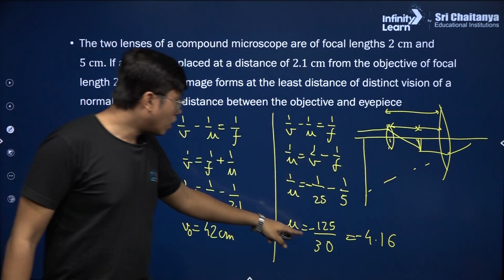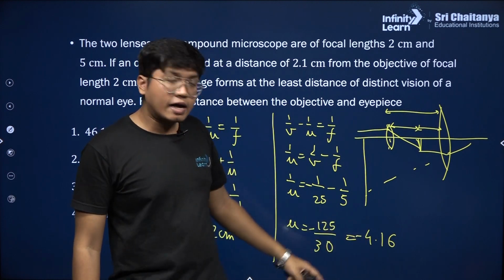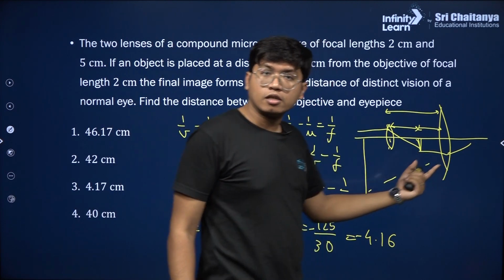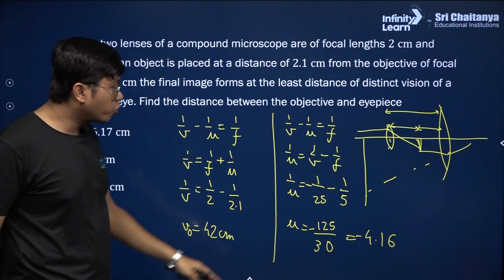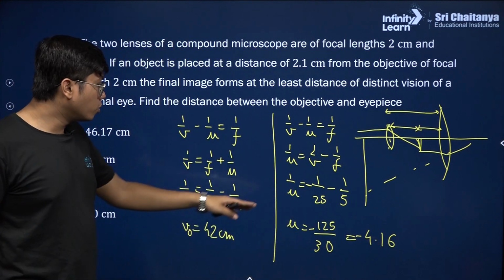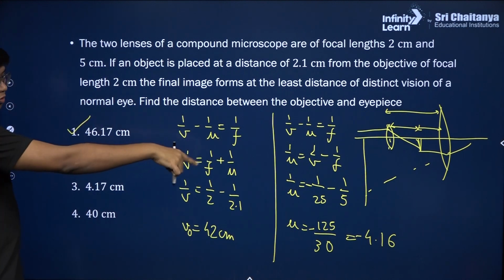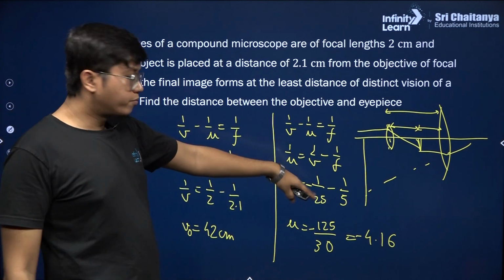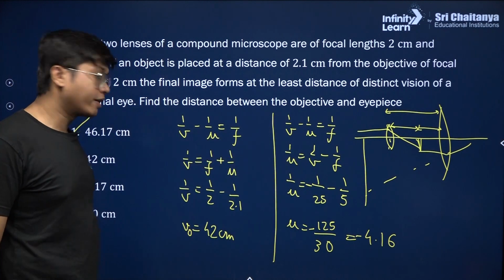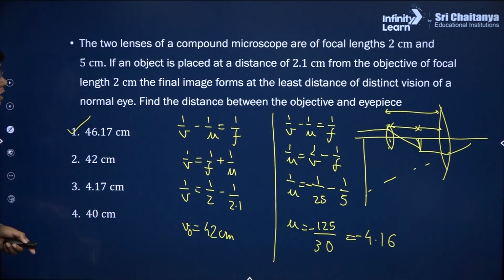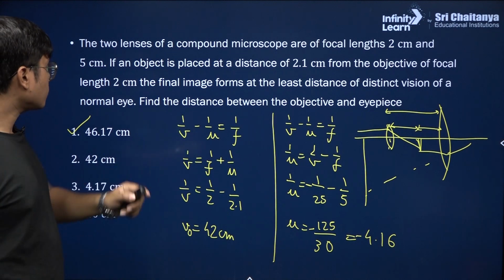We have got the object distance of the eyepiece, which is 4.16. So the net is just the sum of 42 and 4.16. So 42 plus 4.16 would be 46.16 or 46.17. If we would have gone another decimal, we probably would have rounded it off to 46.17. So the correct option is 46.17 centimeters.